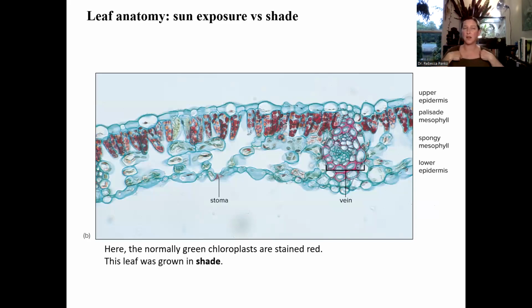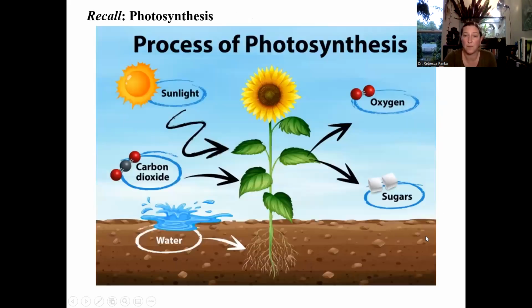And there was a class, might have been last class, where somebody was asking me why the lower leaves were dying as we watched the sunflower grow. Well, this is why, because if the leaf can't do its main functions, then the plant will just get rid of it. Okay.